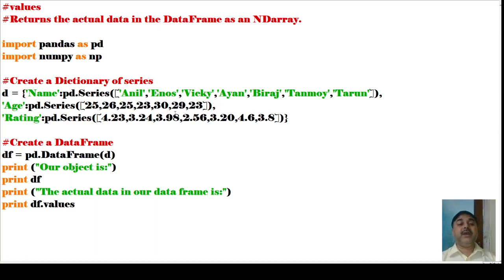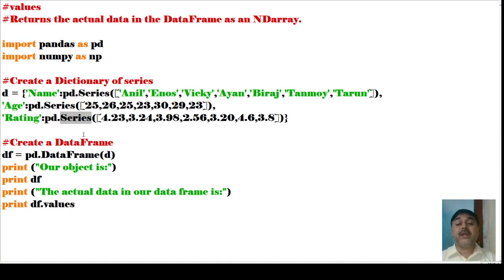And after taking the ages, then what has been taken? Rating has been taken. Now you see here, in all these particular sections that we have taken, they are being created in the form of series. Okay, they are series functions. So this is the series function that we can find.